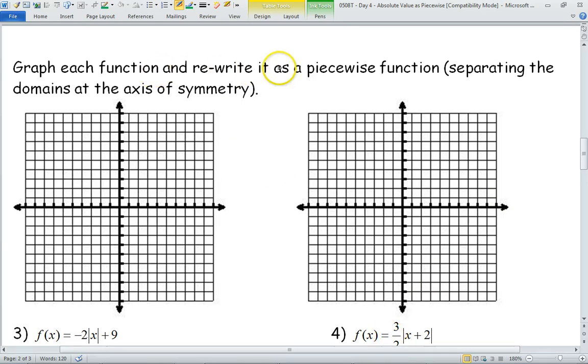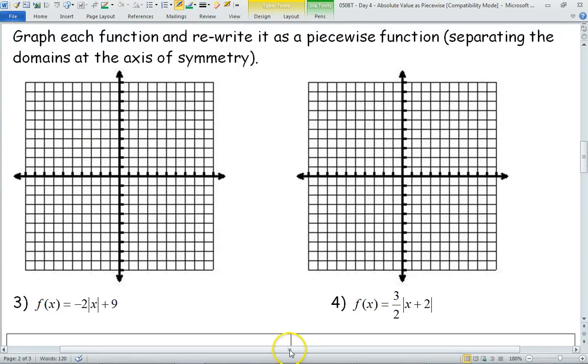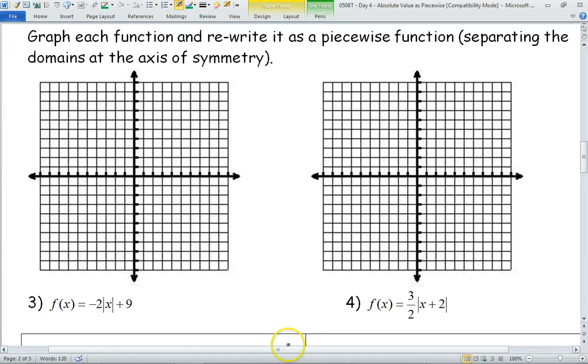Graph each function and rewrite it as a piecewise function, separating the domains at the axis of symmetry. So basically, now it's time for you to try on your own. So go ahead and pause the video for a couple of minutes. And when it seems like most people are finished, we'll restart the video. We're just talking about number 3. Just try to do number 3 on your own while the video is paused. Go ahead and pause the video now.